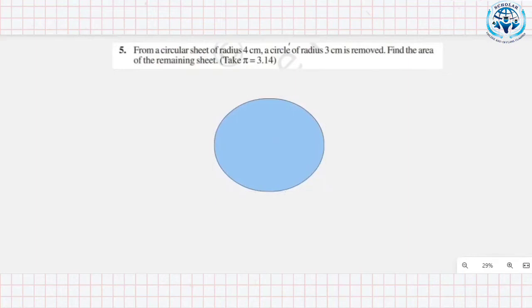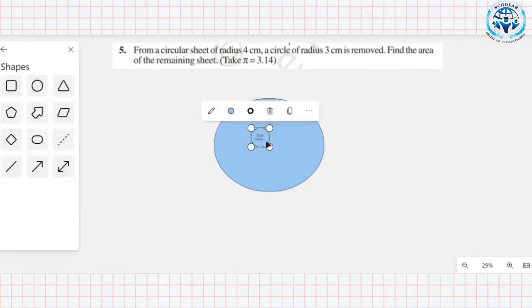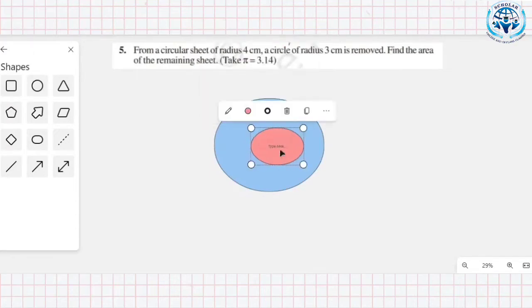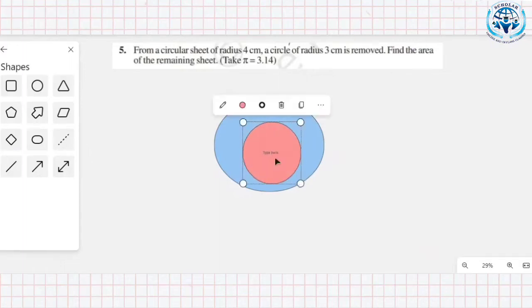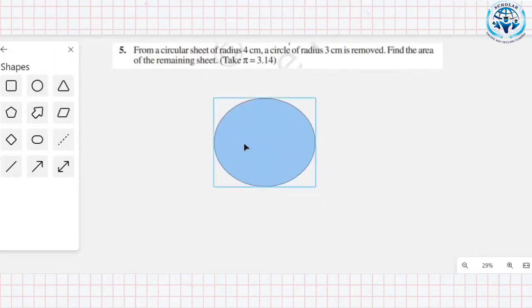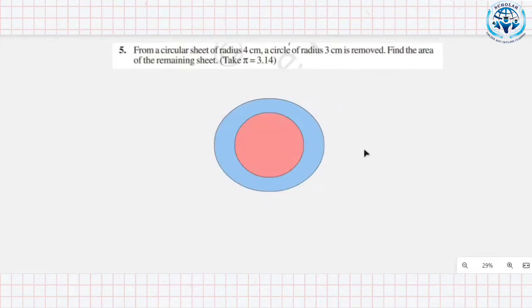Next question, question number 5. From a circular sheet of radius 4 meter, a circle of radius 3 centimeter is removed. Find the area of the remaining sheet. We will draw 2 circles, one of radius 4 centimeter and inside a circle of radius 3 centimeter. This circle is removed. So we will find out the area of the outer circle and the inner circle, and we will subtract both to find out the area of the remaining circle.